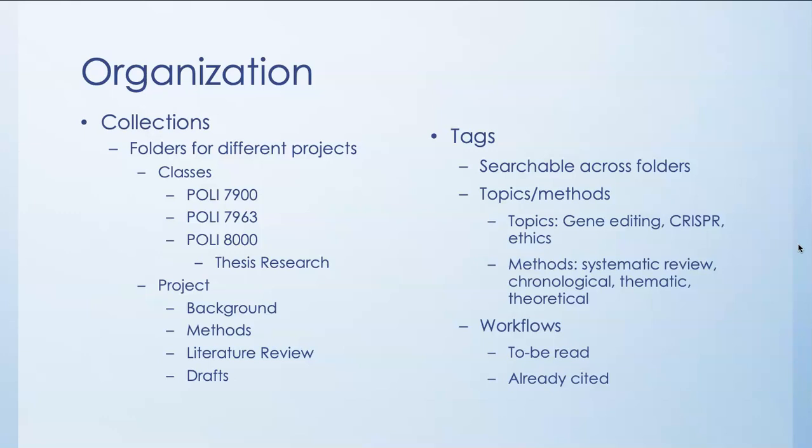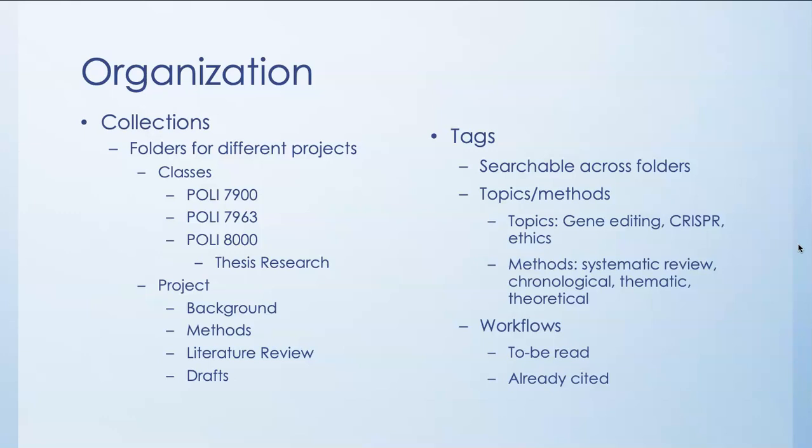So I might add, for example, with my example research project, gene editing or CRISPR or ethics, even if those didn't already pop up when I downloaded it. Or I might add things like methods, like this one is a systematic review and this article has a chronological method. Those are things that I can tag that maybe don't already pop up in the metadata.